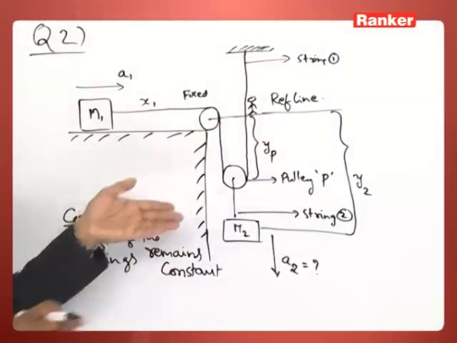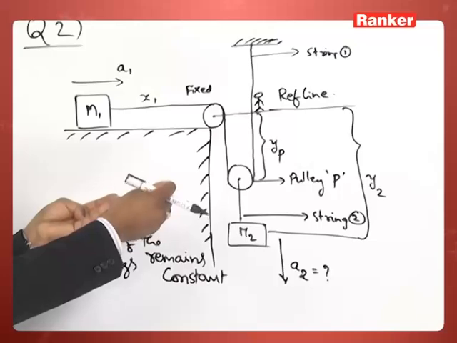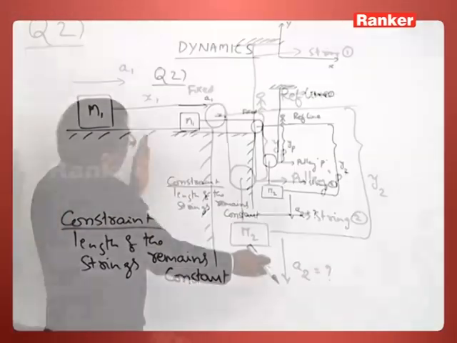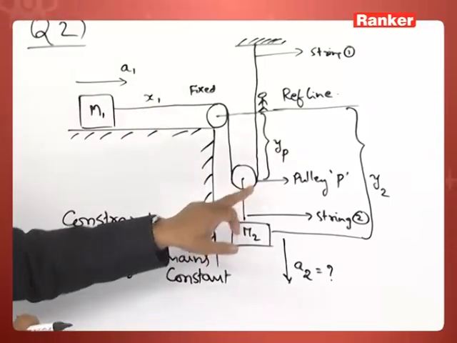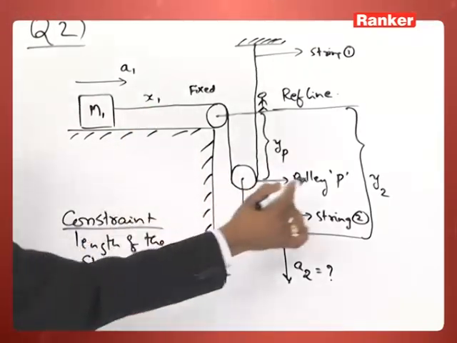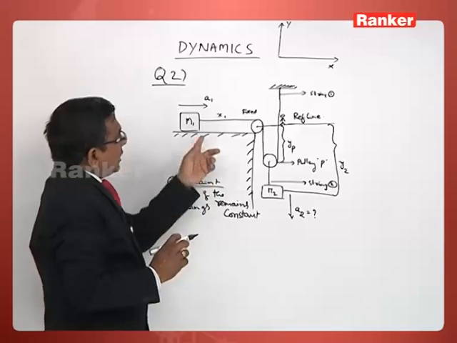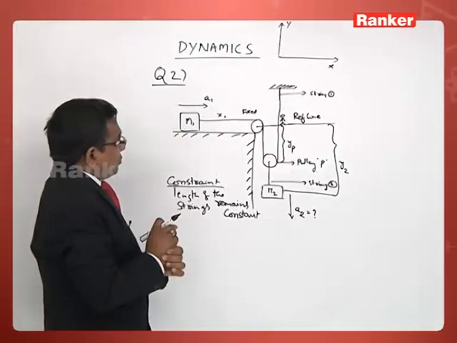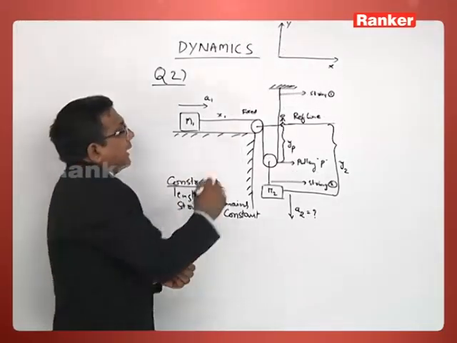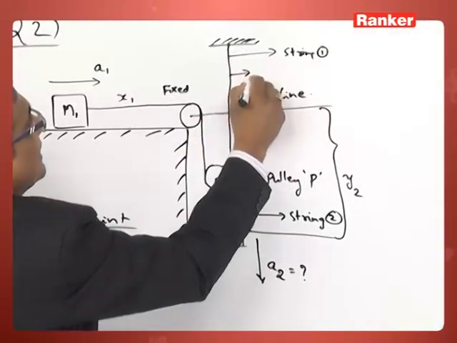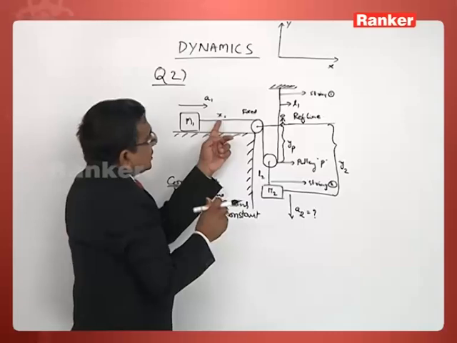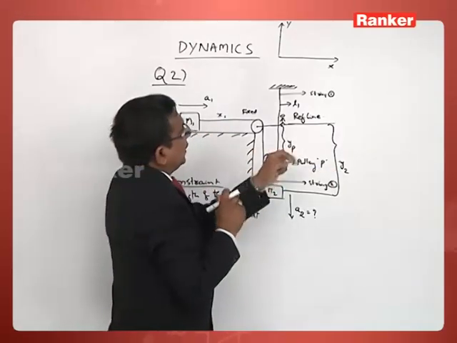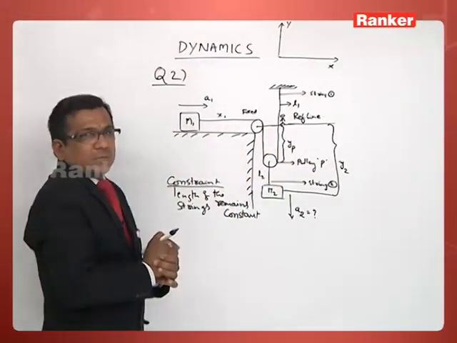Now when you leave the bodies free, this body is moving down and this body is moving towards the observer. That means x1 changes, and y2 also changes. Now what is the relation between these two? Let us take the length of this string as L1 and the length of the other string as L2. x1 may change, yp may change, y2 may change, but L1 and L2 remain constant.